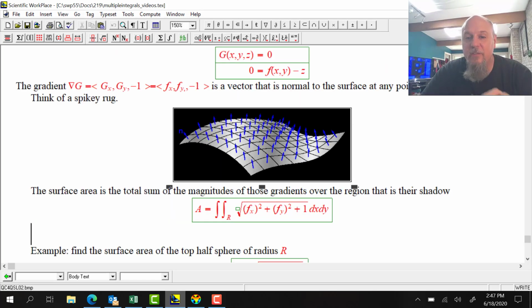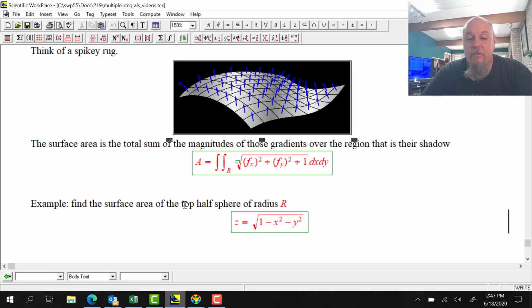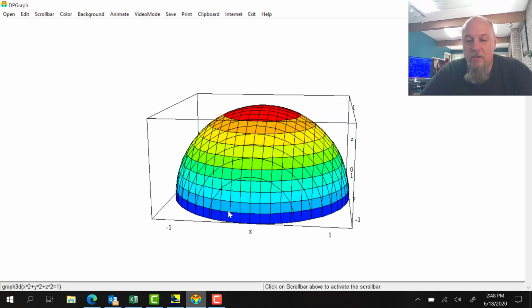Anyway, let's test this. Let's do an example of this, and we'll test it on something whose answer we know. So we want to find the surface area of the top half of a sphere with radius capital R. The equation of a sphere with radius capital R is x squared plus y squared plus z squared equals r squared, so centered at the origin. Here it is here, and I've made, in this case, the radius 1. And I just want the surface area of the top of that sphere.